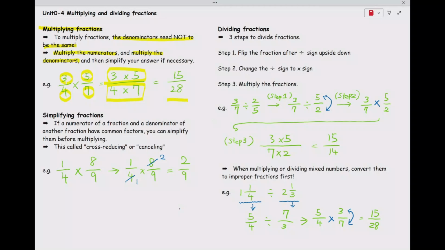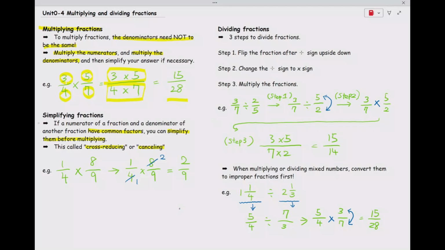Sometimes, when multiplying fractions, you may see that a numerator of a fraction and a denominator of another fraction have common factors. You can simplify them first before multiplying them. This is called cross-reducing or canceling. Let's look at an example.